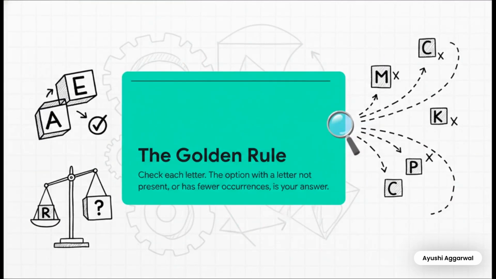So, what's the golden rule for these types of questions? It's simple. You check every single letter of the option against the main word. Your answer is going to be the one that either has a letter that doesn't exist in the main word at all, or, and this is important, it needs more of a certain letter than you actually have available.